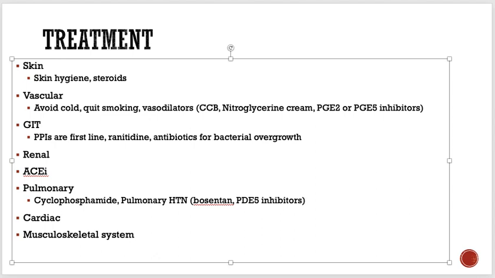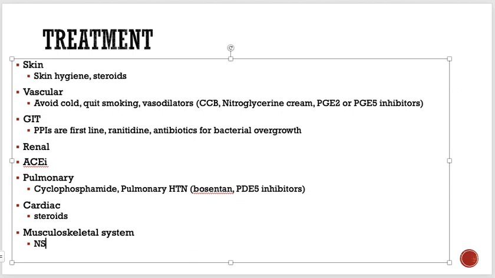Cardiac involvement: mostly it can cause pericarditis, so we can put them on steroids for that. Musculoskeletal system: they present with joint pains and things like this, so arthralgias, arthritis, or myositis. So we can give them NSAIDs as well as steroids. Okay.